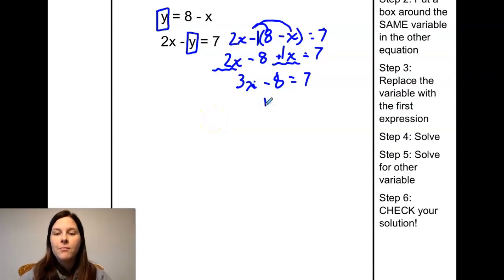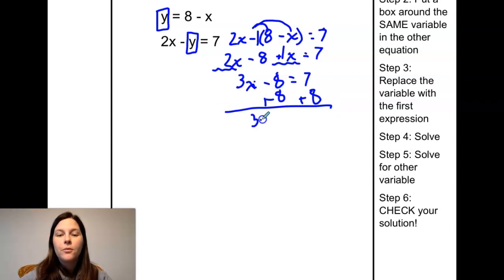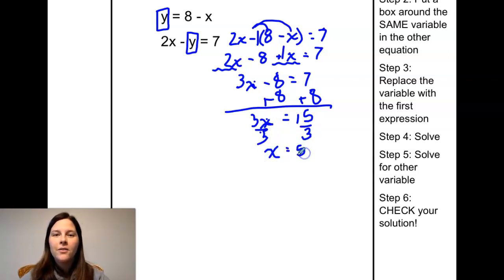We want to cancel that minus 8 by adding it to both sides. That leaves us with 3x on the left. 7 plus 8 gives us 15. And finally, to get our x alone, we're going to divide both sides by 3, giving us x equals 5.